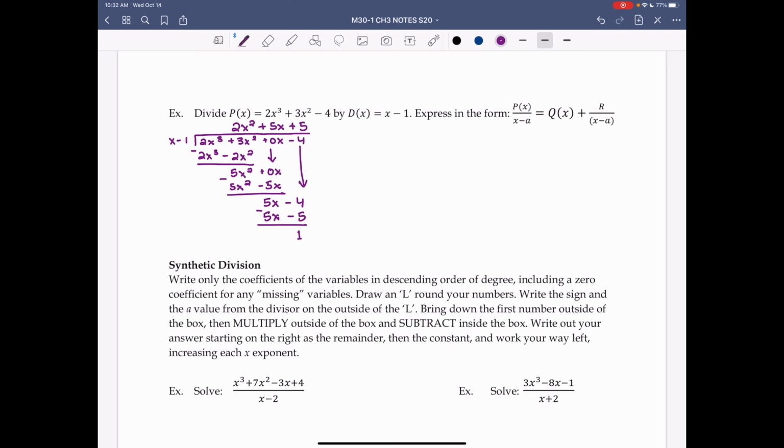And then we can't continue on because there's nothing more to carry down, and we can't divide the constant term 1 by the binomial x minus 1. So we have, this is our quotient, and 1 is our remainder.